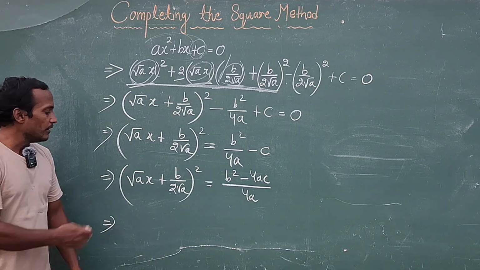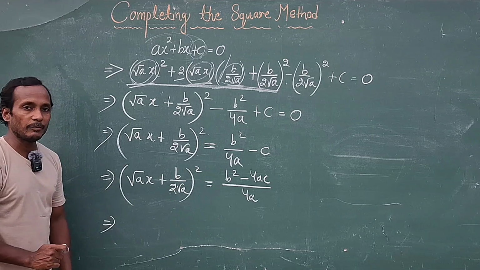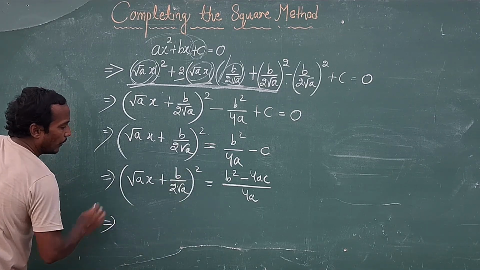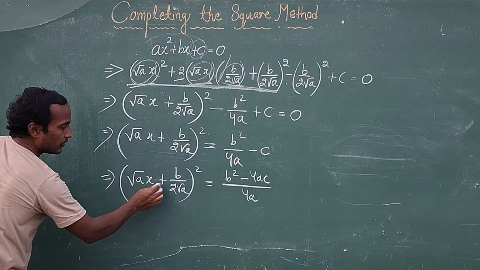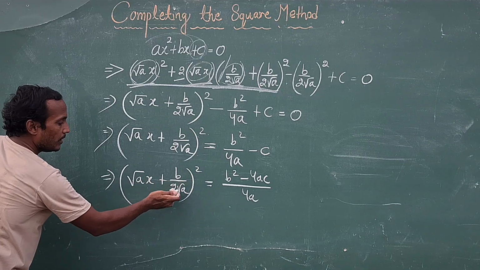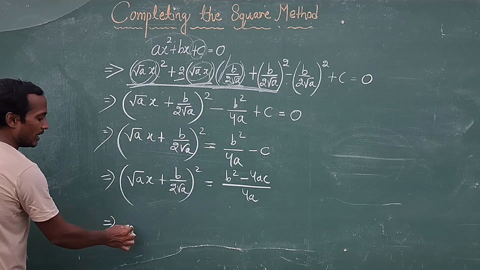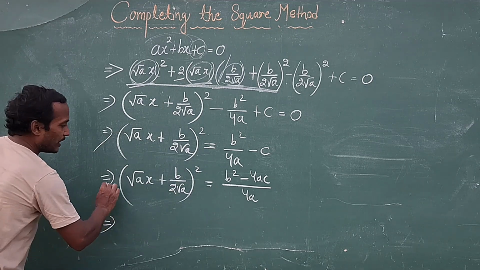On the left side now you have a perfect square. I want to remove this square. Our task is to find the value of x, so we will remove the square and transfer b by 2 root a to the right side. Only x should be left on the left side. First let me remove this square.